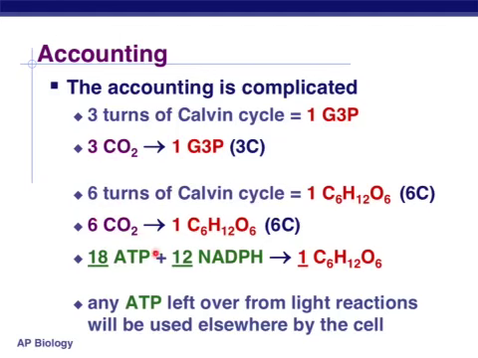It also takes 18 ATP and 12 NADPHs for this to happen. So in terms of energy, 18 ATP and 12 NADPHs give you 1 glucose molecule. If you ever made extra ATP, like for example when we go through cyclic photophosphorylation and we are continuously making ATP, any of that leftover ATP can be used somewhere else in the cell.